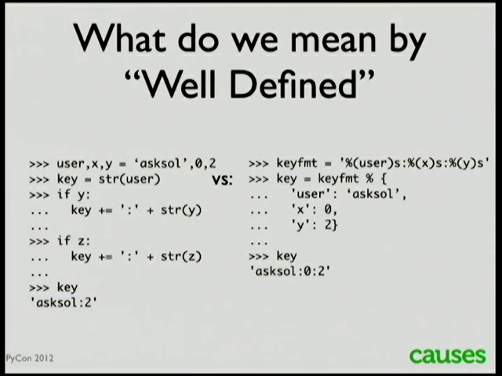So instead, we have this second form where we've got a format string, and we simply interpolate that through a dictionary. And then it's very clear when you're looking at this which of these values are what. This is a user and some kind of point. And the generated key will be the same every time for any combination of values.